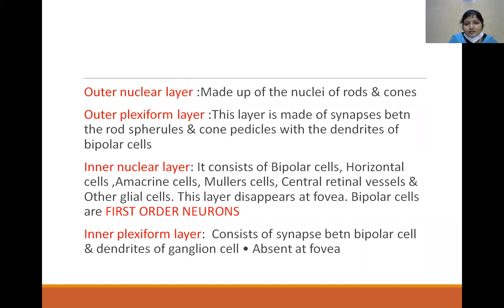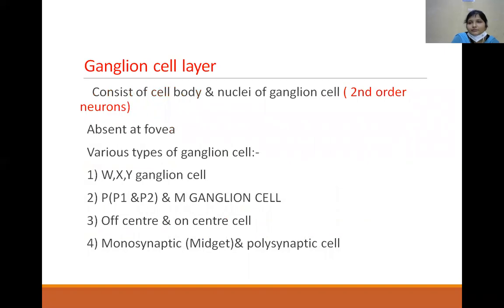Next layer is the inner plexiform layer. It consists of synapses between bipolar cells and the dendrites of the ganglion cells. And this layer is also absent at the fovea. Next layer is the ganglion cell layer. This consists of cell bodies and nuclei of the ganglion cells.